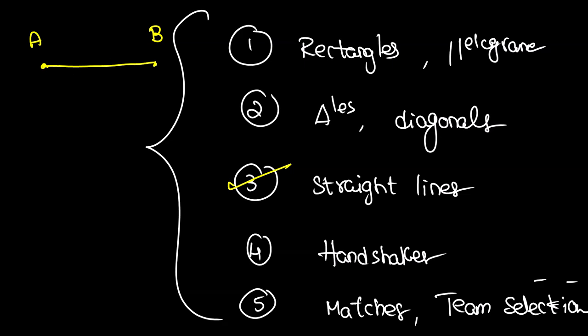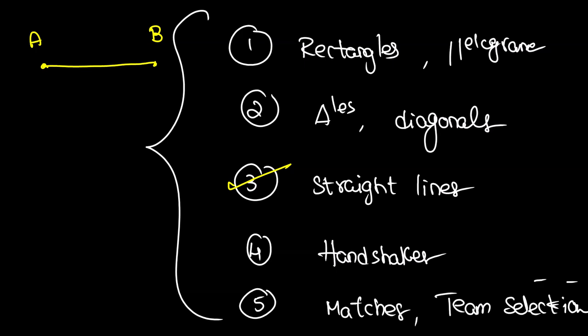A to B or B to A? Same. So ordering is not important. That is why combination I can apply. If A to B is drawing a line, that's a different line from B to A.